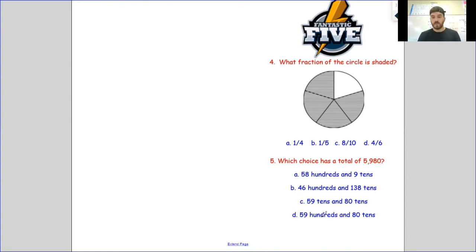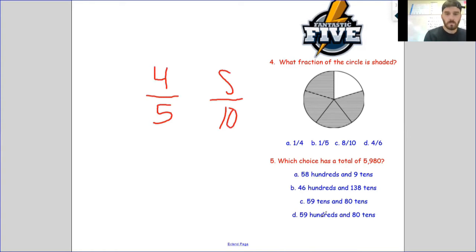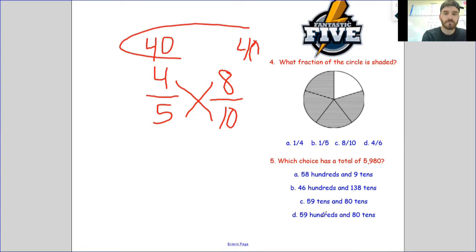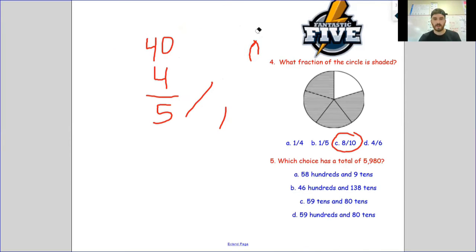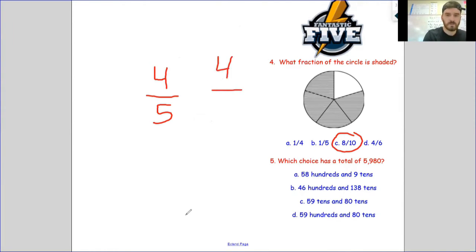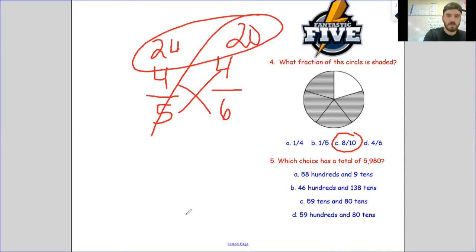Okay, so then we would try 4/5 and C, 8/10. Cross multiply again. You probably know by now, this is a lot easier if you know your facts. 5 times 8 gives me 40. 10 times 4 gives me 40. Those numbers are the same, meaning 8/10 is going to be equivalent, which will be my answer, but I will still check 4/5 and 4/6. And if I cross multiplied here, I would see that neither of those numbers are the same. They would not be equivalent, which would give me C.